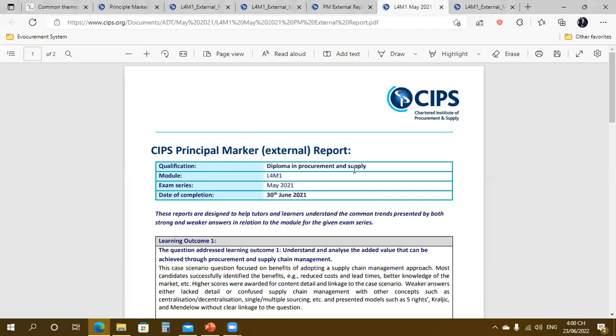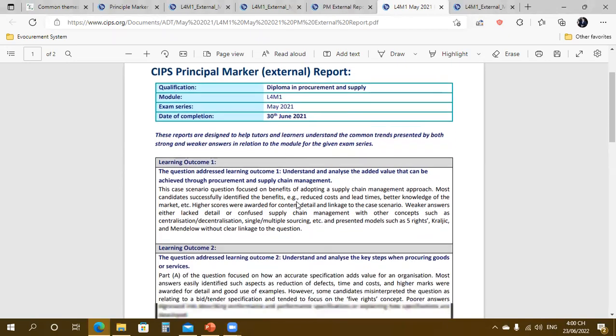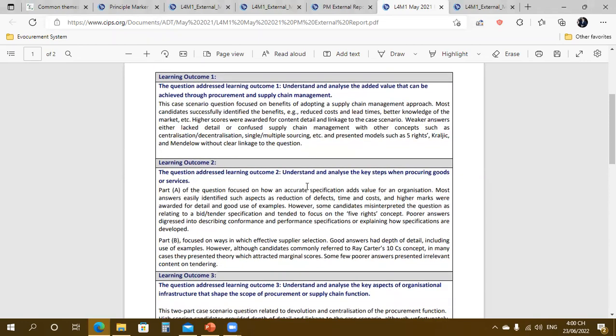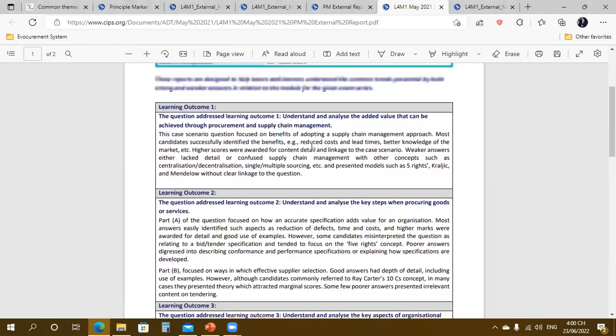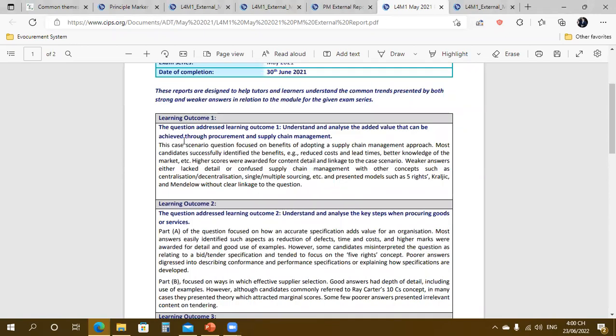Okay, I'm opening a CIPS principal marker report for L4M1, and the most recent report is on the May exam. You can read the topics from this report. For example, for question 1 in the May exam, we have the benefits of a supply chain management approach.